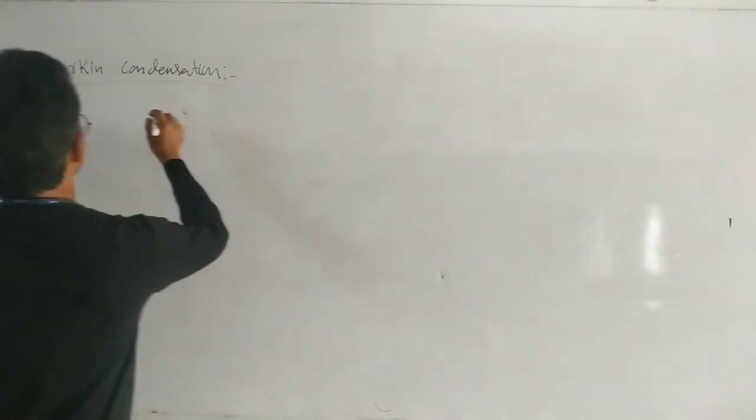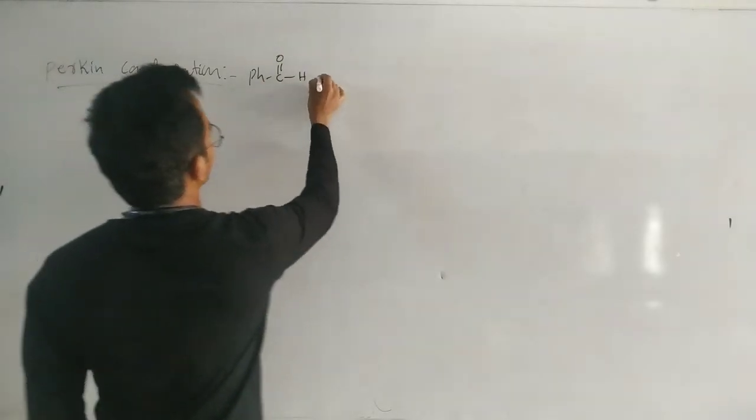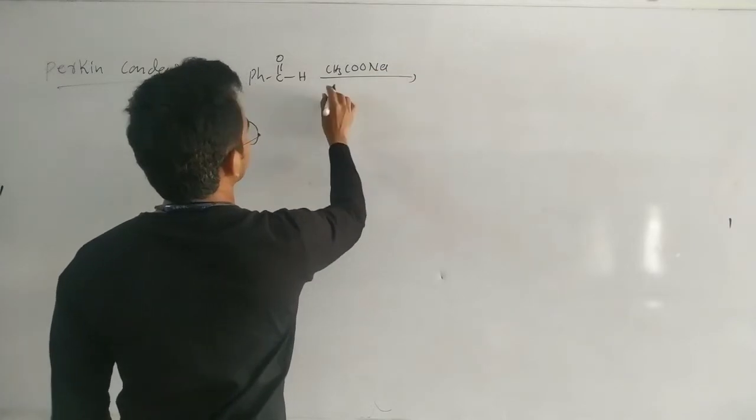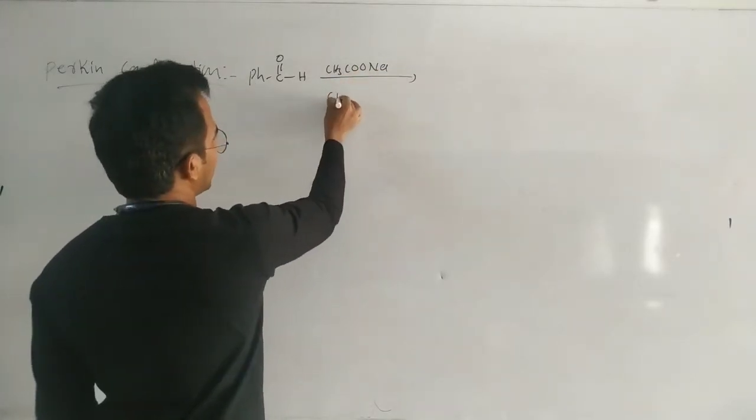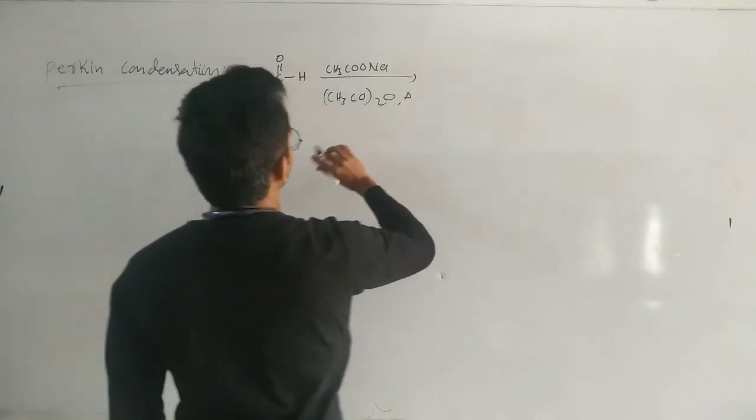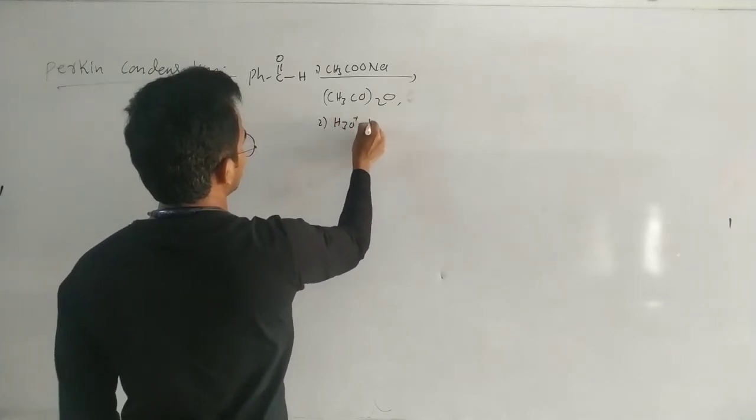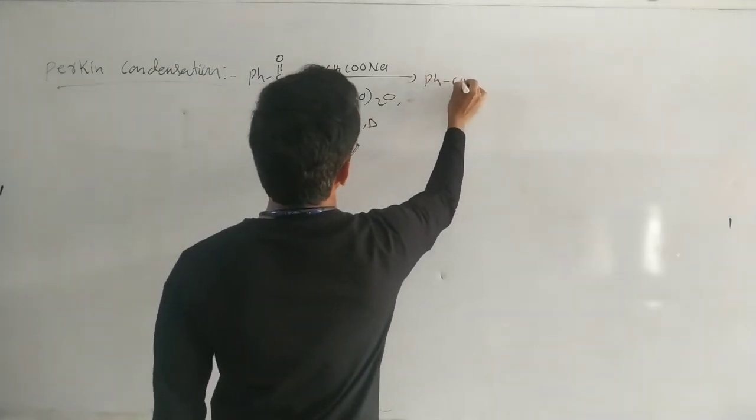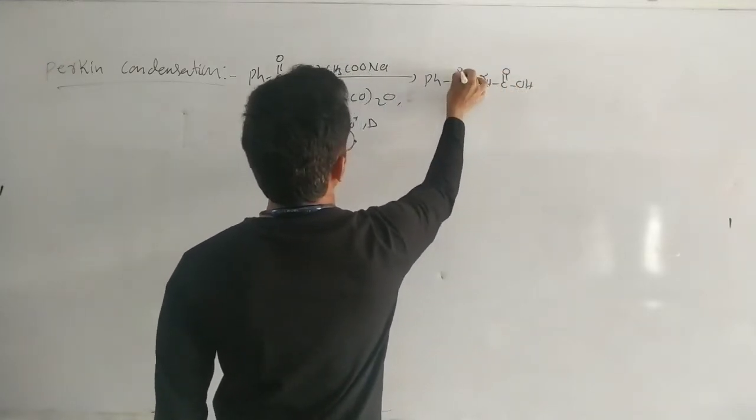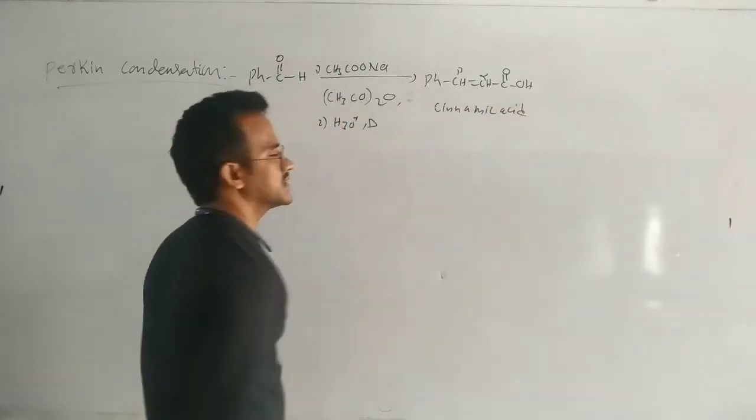Okay, now see this reaction. Suppose this is benzaldehyde, treated with CH3COONa, sodium acetate, and its corresponding anhydride, followed by heating in the first step. The second step is hydrolysis and heating. We'll get PhCH=CH-C(=O)OH. It is an alpha beta unsaturated acid, nothing but cinnamic acid.